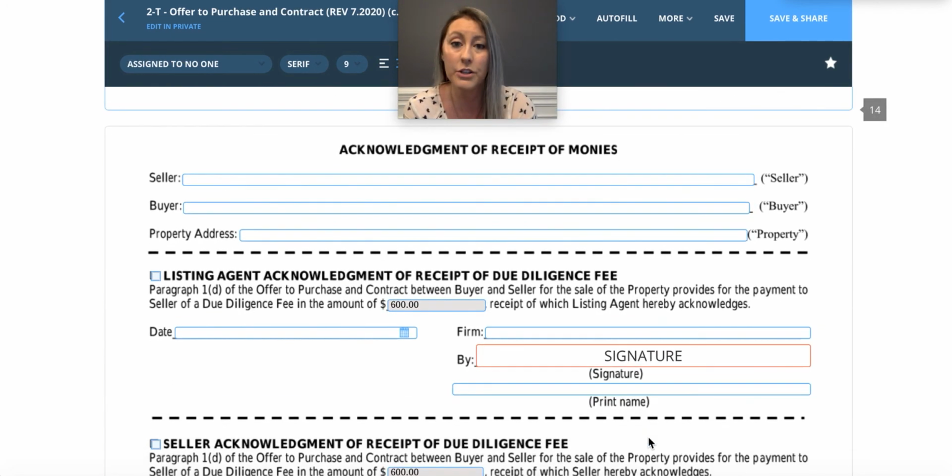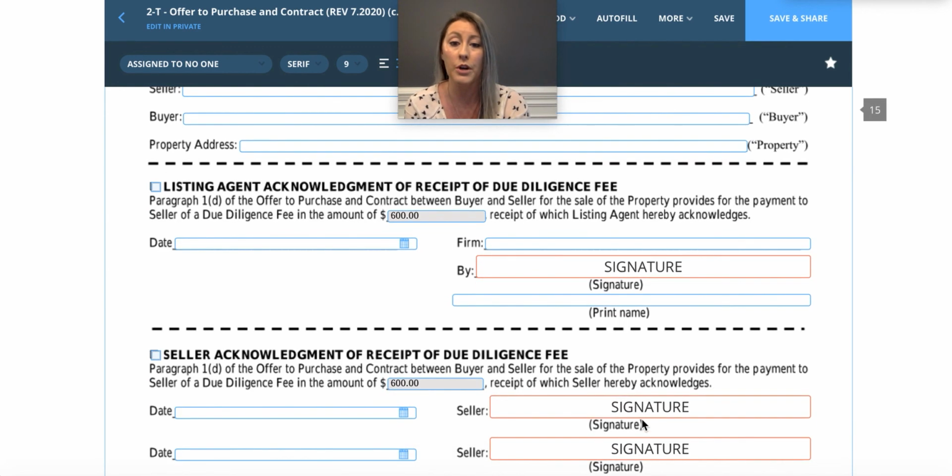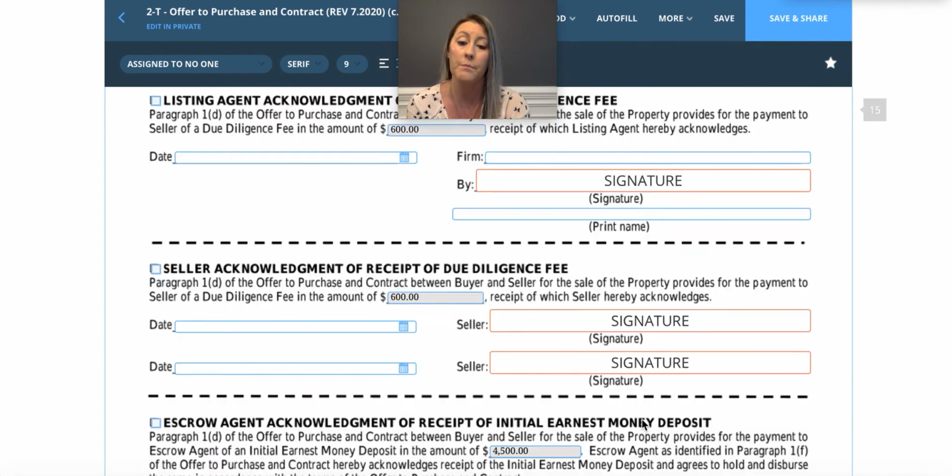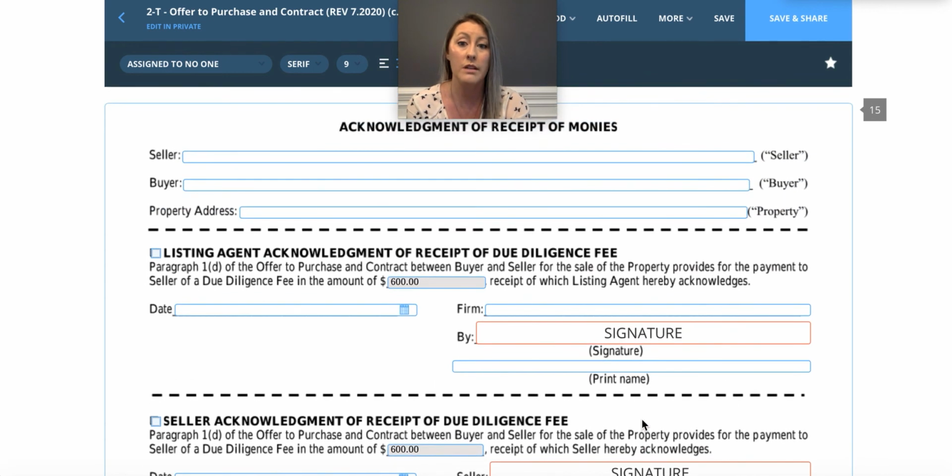The next page you will not fill out until after the contract has been accepted. So this will be blank. When you send this over to the listing agent, this will be blank. What I do is I specifically print this out and I bring it with me when I am dropping off due diligence checks and earnest money. I want that person to acknowledge that I personally handed them that check, and they have it in hand and they sign that they did, because once it's out of my hand, I have no control over it. So I want that paper signed.